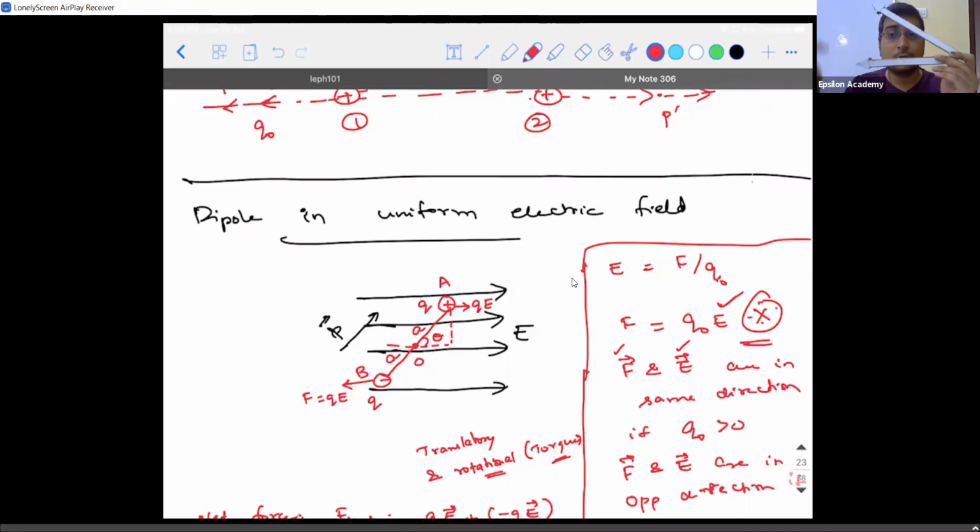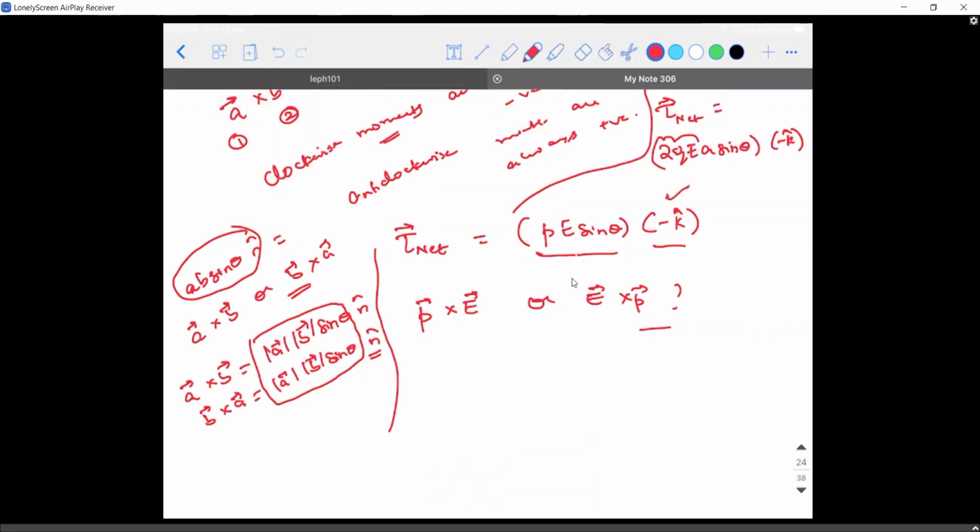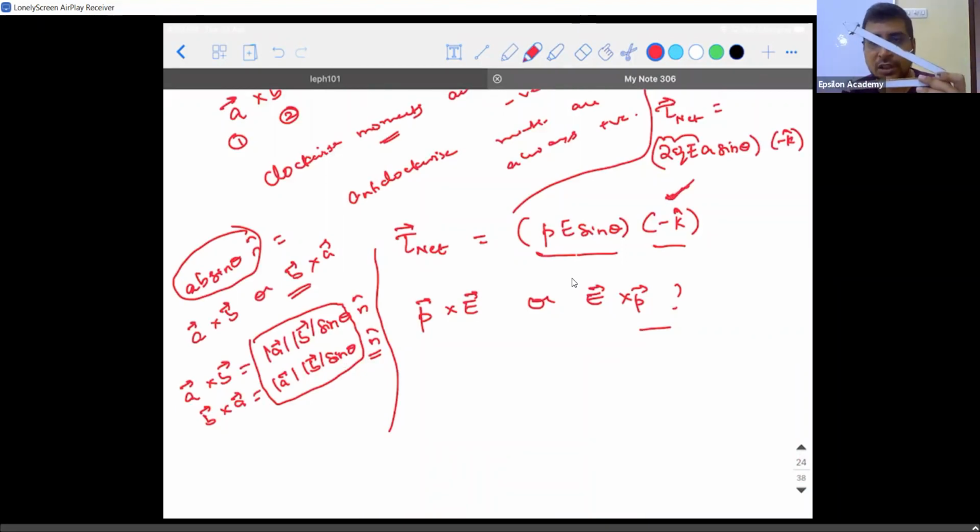From your side, remember, you need to apply the right hand thumb rule either in clockwise direction or anti-clockwise direction, such that when you do the cross product between P vector and E vector, what should be the resultant direction? It should be minus k cap. So do a trial and error method and tell me whether P cross E is giving you minus k cap or E cross P is giving you minus k cap.